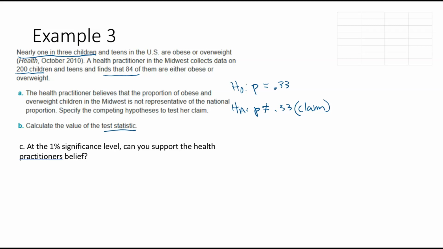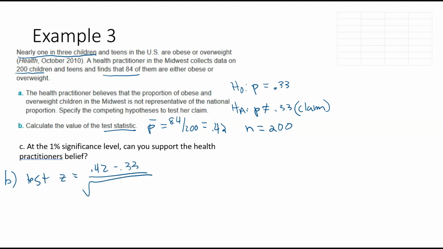For the value of the test statistic they're interested in, we need the sample proportion. That's 84 out of 200, so that would be 0.42. And the n we need is 200. So the test statistic is going to be 0.42 minus 0.33, over the square root of 0.33 times 1 minus 0.33, all over 200. Type that in carefully. We should get 2.71. That's the test statistic.